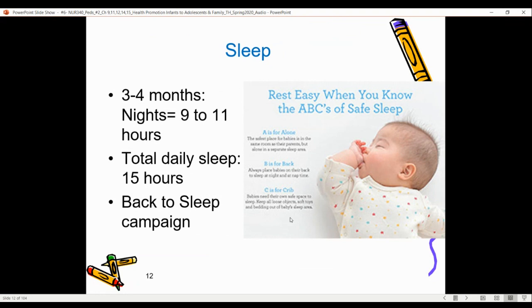The total sleep during the day is about 15 hours. So daytime hours, they should be having periods where they're more awake and alert and they're playful and interactive, and then they'll take naps. So total 15 hours.